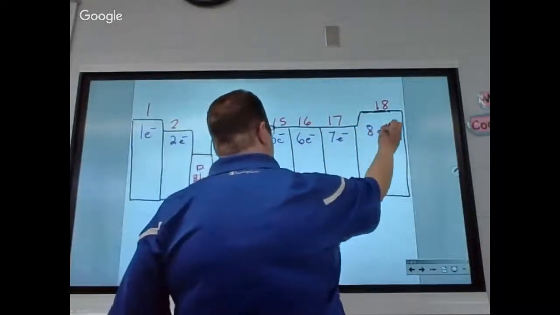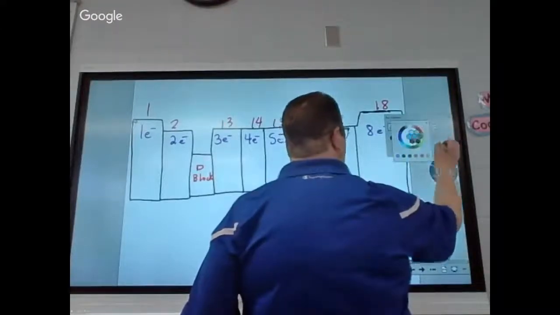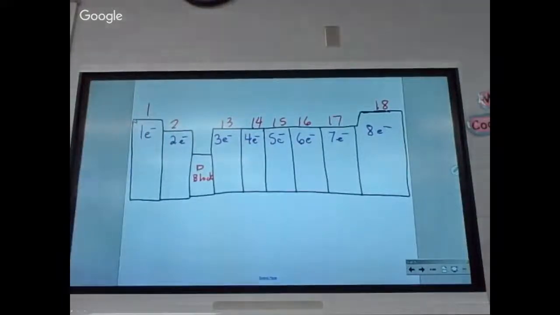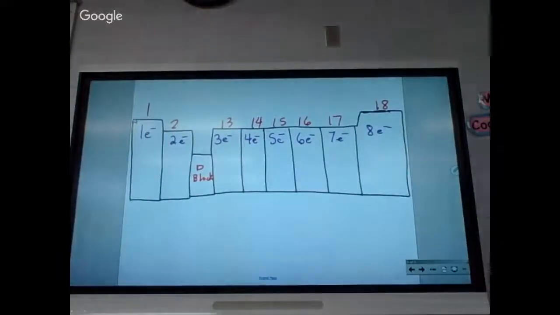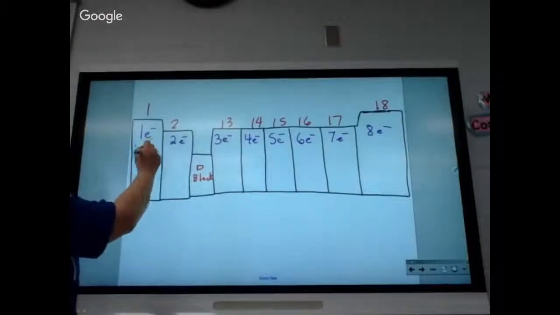Now, we talked about yesterday how each group would go about achieving a noble gas configuration, right? And a noble gas configuration refers to what? What's a noble gas have? 8 electrons. So how are they going to get a noble gas configuration? Group 1 will lose 1 electron.